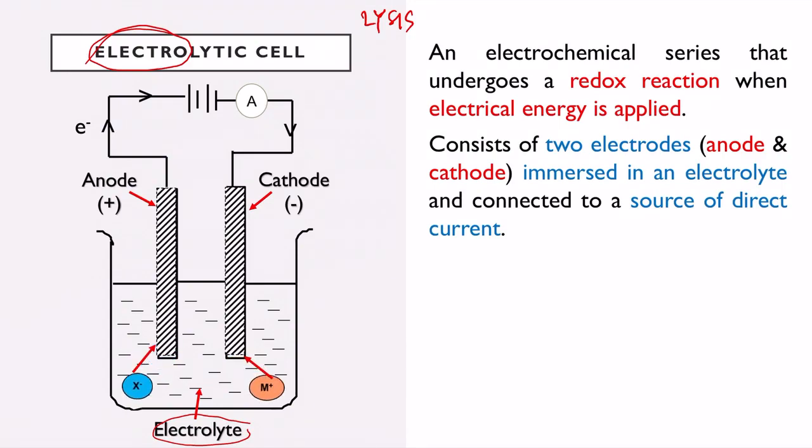Okay, so this is the setup of an electrolytic cell. One thing that you need to know about electrolytic cell is that your anode will be the positive terminal while your cathode will be the negative terminal. So that is the opposite of your voltaic cell. And your electrolytic cell has a battery because the battery is the source of electrons. So you need electrical energy in order for your reaction here to occur.